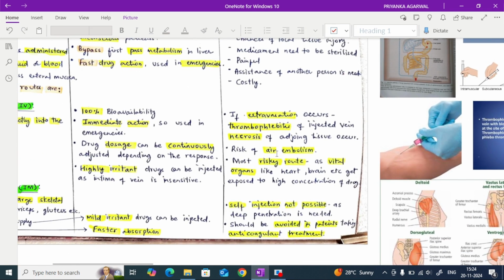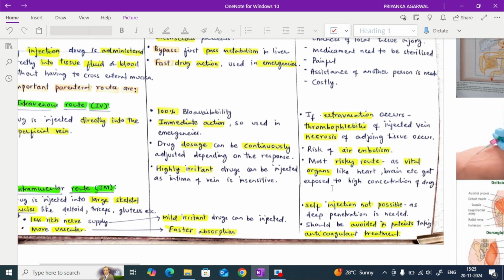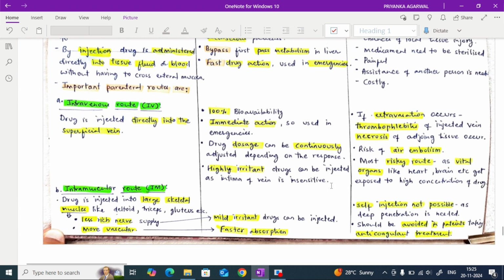So there is risk of air embolism. You might have noticed while giving an IV injection, generally the nurse will tap on the syringe, right? That is done to remove any air bubble inside the syringe. Otherwise the air gets entrapped into the blood and leads to air embolism. And this route is very risky, as vital organs like the heart, brain, etc. get exposed to a high concentration of the drug, as the drug goes directly into the blood.